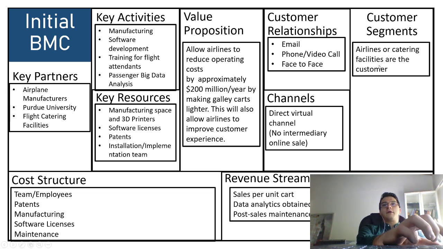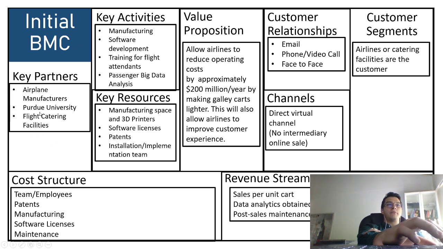So customer segments, we had either airlines or catering facilities as the customers. Our relationships with them would be via email, phone, video call, and face-to-face. Our partners would be airplane manufacturers like Boeing, Airbus, and Bombardier, Purdue University, and flight catering facilities, right?